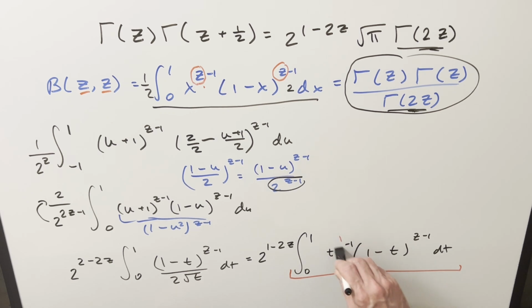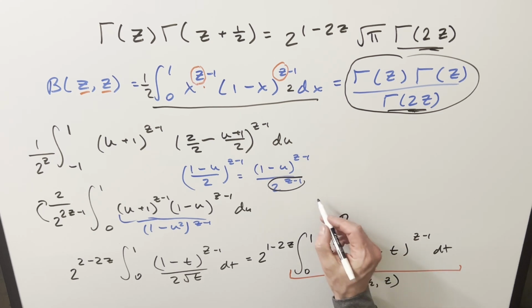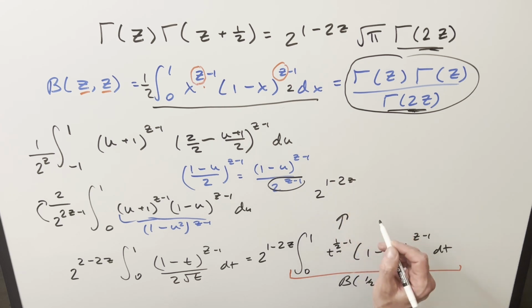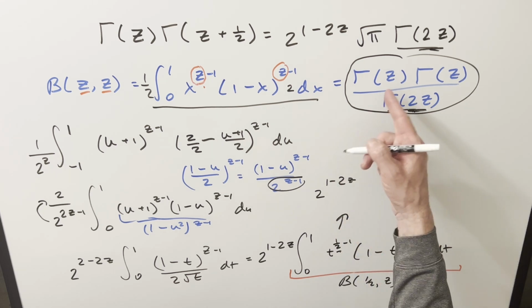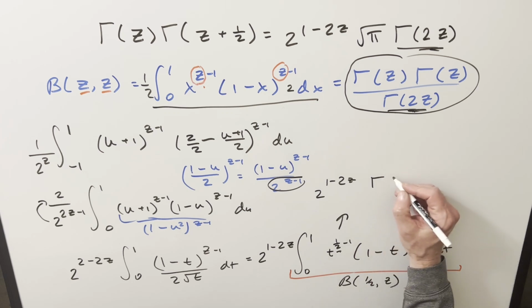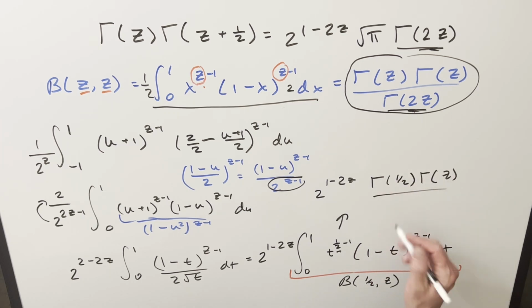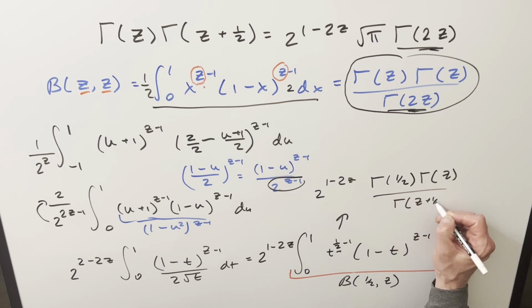So let me backtrack a little bit. If this exponent here is minus 1/2, then I can write it as 1/2 minus 1. And then this thing right here is going to be just beta of 1/2 and z. So coming up here and using our formula for the beta function, but still we've got this constant up front. So we have 1 minus 2z times this, using the formula that we had before, which is going to be gamma of the first thing, so gamma of 1/2 times gamma of z over the sum of the two, which is gamma of z plus 1/2.